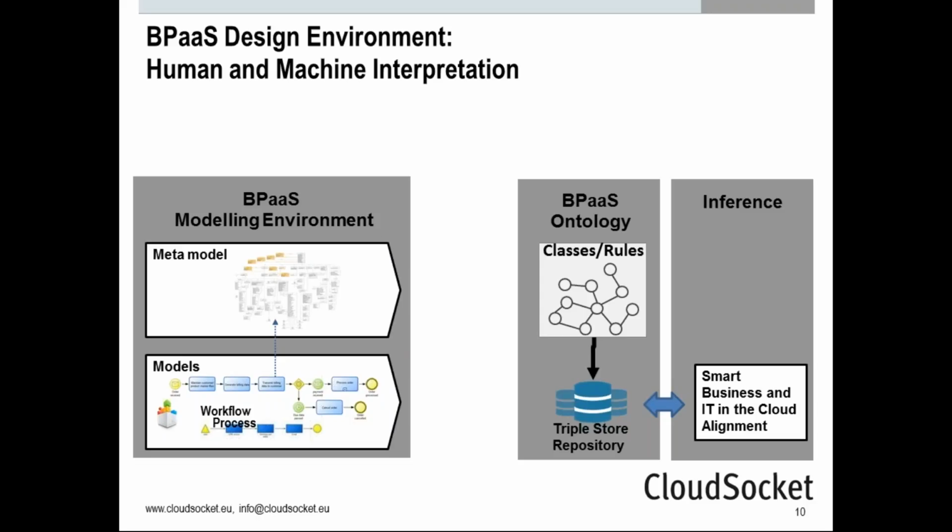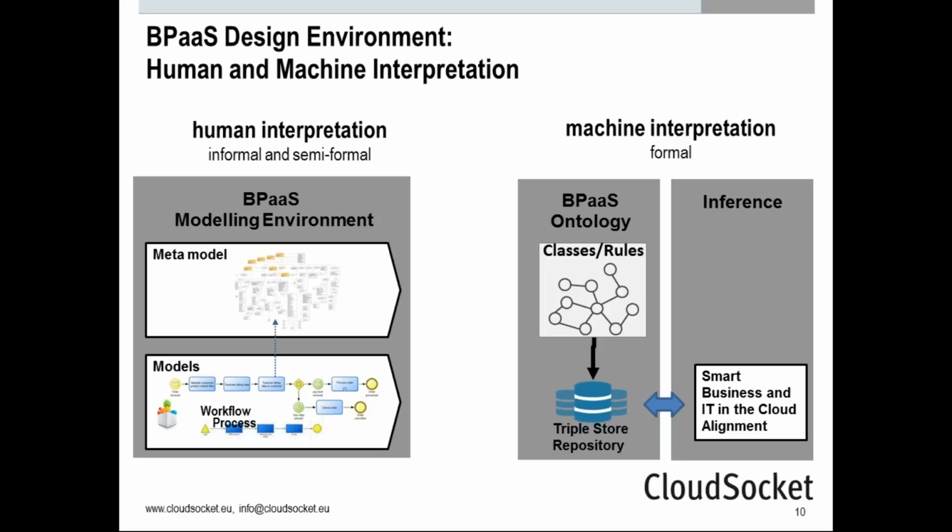So we have an ontology where we define classes, where we define rules, and we have an inference engine that can work on the graphical representation. So the left part is for the human interpretation. It's a more informal or semi-formal representation, and the right part is a machine-interpretable representation which is formal and which can be executed.